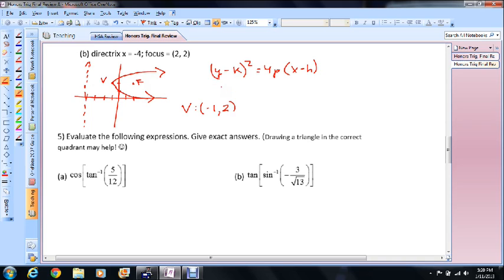So for my final answer, I get y minus 2, because that's my y coordinate, equals 4 times p. P in this case we said was 3. And it's +3 because it's opening to the right. And then we have x plus 1, because I said before that it's the opposite of what's in the parentheses. So since there's a -1 in the parentheses, we put a +1.